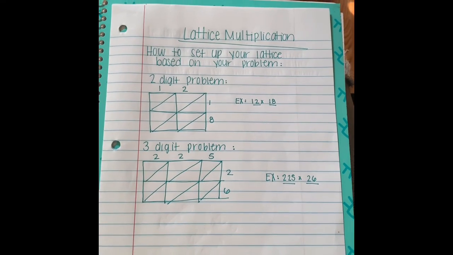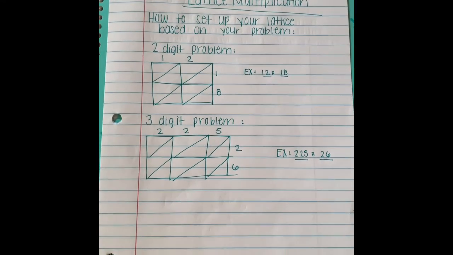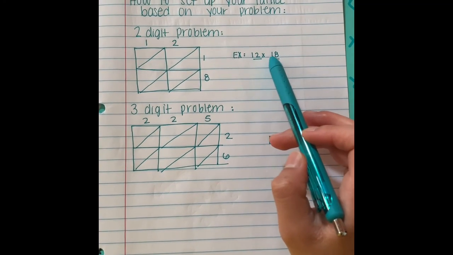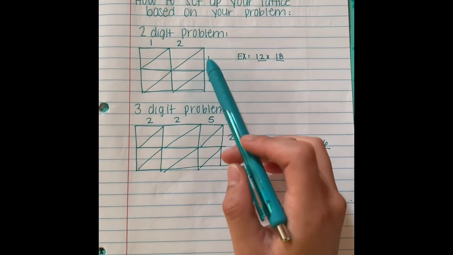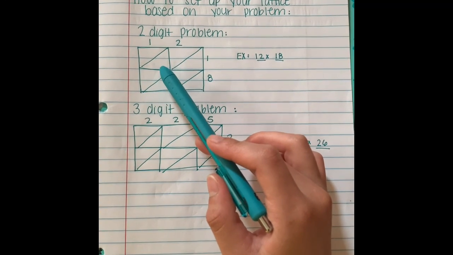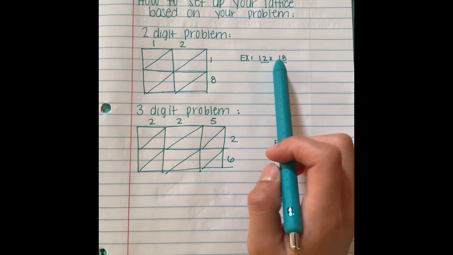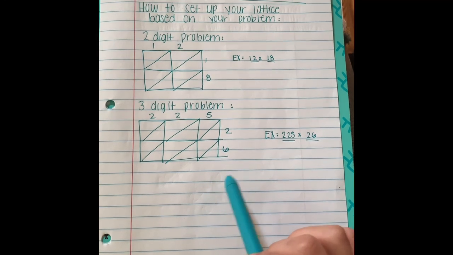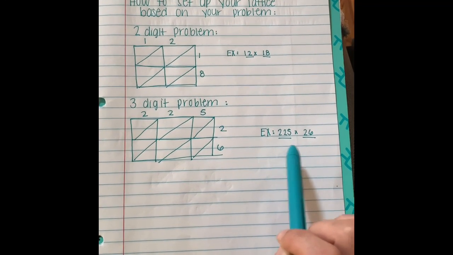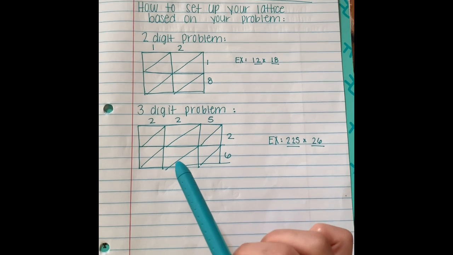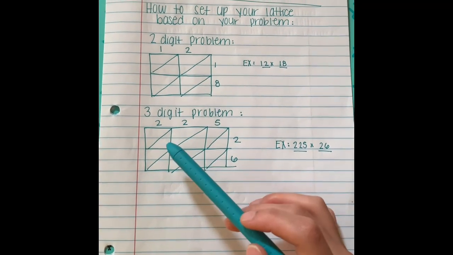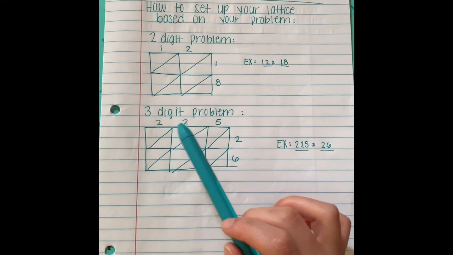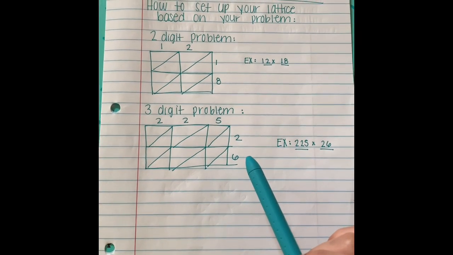So this class handout is just explaining how you would set up your lattice for your multiplication problem. So for 2-digit problems, 12 times 18, you would draw your box, divide that into 4, draw your diagonal line in each box. So then you would put 12 on the top since it came first, and 18 on the side since that number was second.